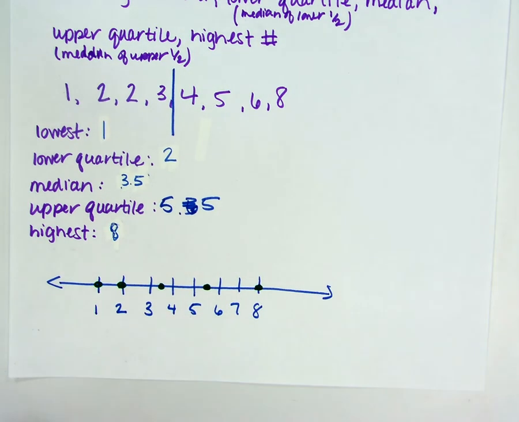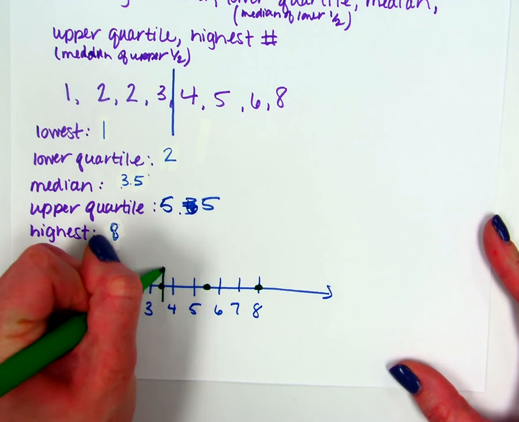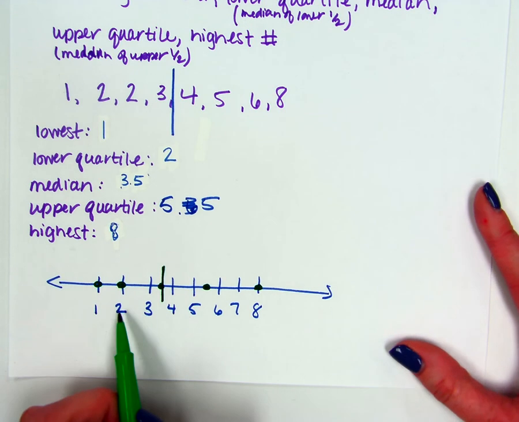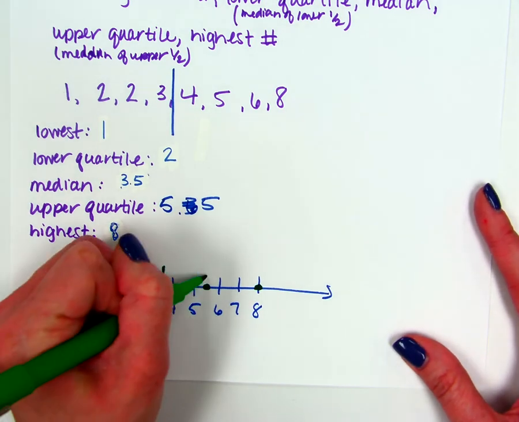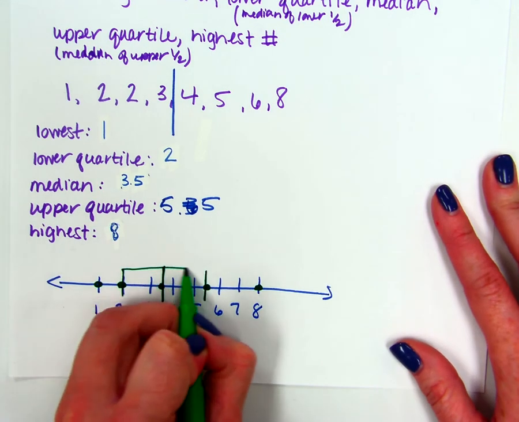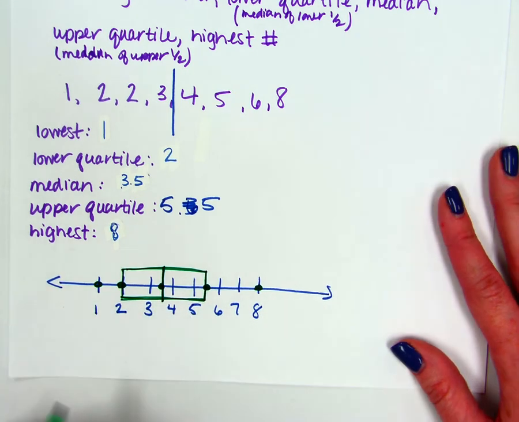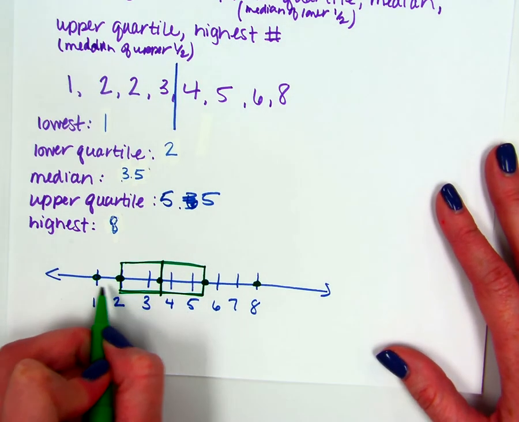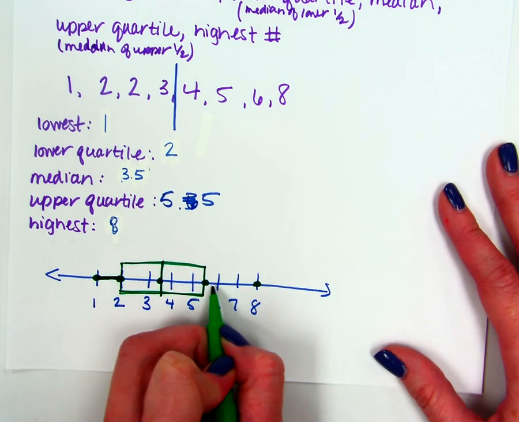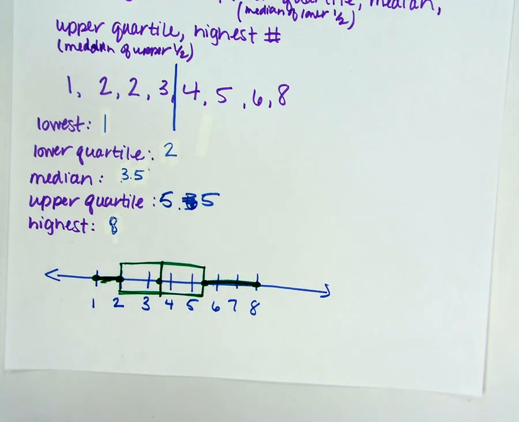So here, we're going to find our median, which we have is 3.5. We're going to draw a line right through there, just like that. And we're going to make a box from our lower quartile to our upper quartile. We're going to draw lines straight through here, just like this, and we're going to connect those into our little box here. And then the very last thing we're going to do is shade between our lowest and our lower quartile and our upper quartile and our highest. And that is your box and whisker plot.